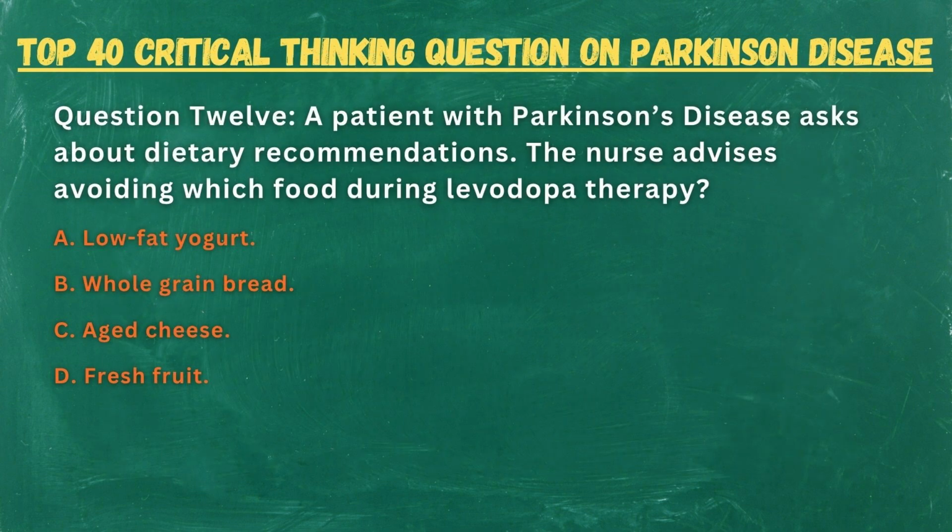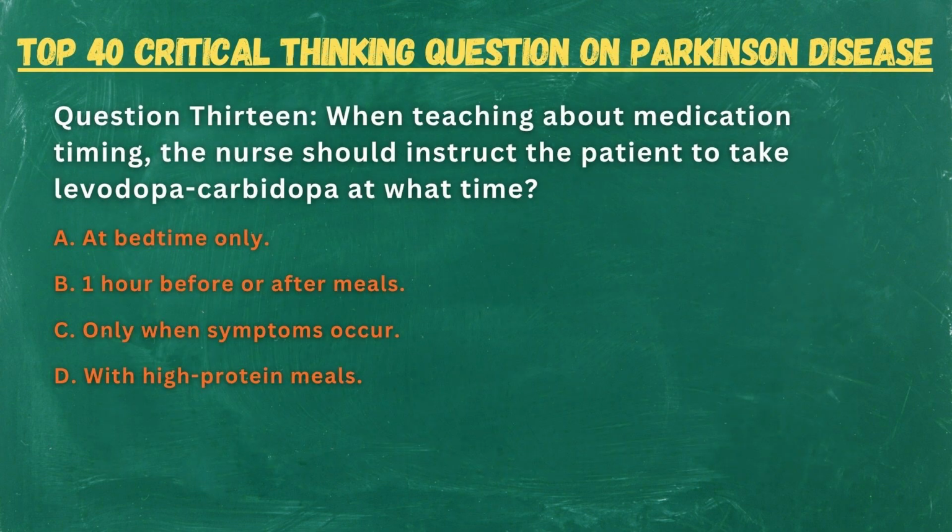Question 12. A patient with Parkinson's disease asks about dietary recommendations. The nurse advises avoiding which food during levodopa therapy? A. Low-fat yogurt. B. Whole grain bread. C. Aged cheese. D. Fresh fruit. Answer: C. Aged cheese.